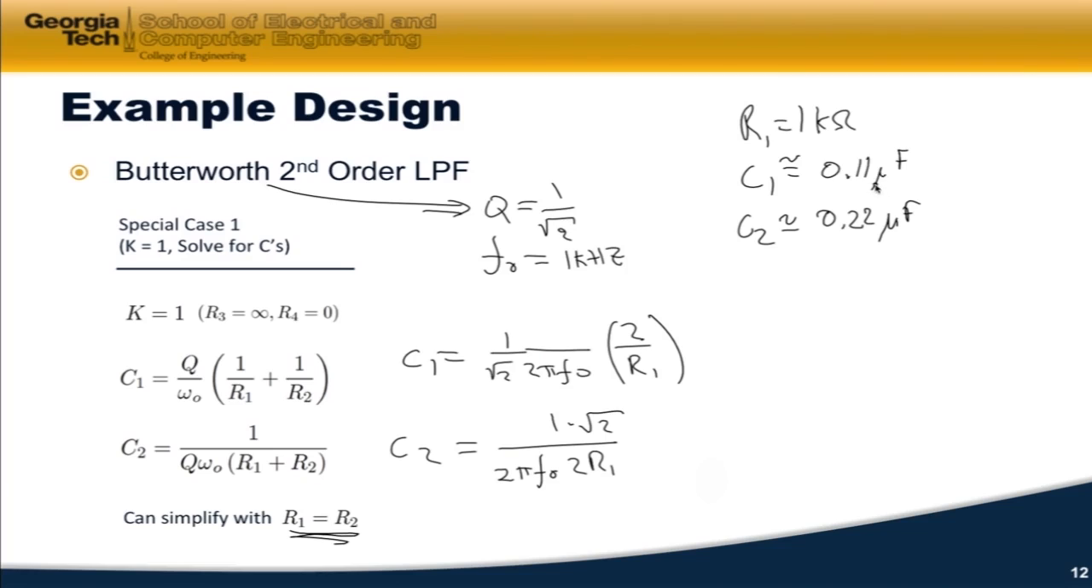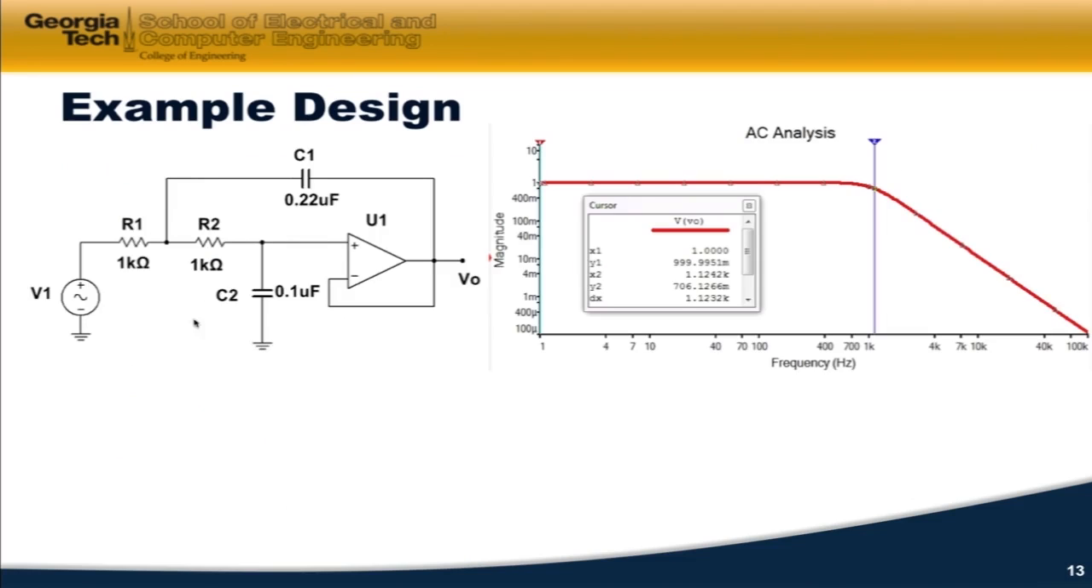Well, in my 20% capacitor bin, I can choose a 0.1 microfarad capacitor, and I have available a 0.22 microfarad capacitor. So if I implement the circuit using these values, R equals 1K, both R1 and R2 equal to 1K, C1 equal to 0.1 microfarads, and C2 equal to 0.22 microfarads, I get a circuit topology that looks like this. Both 1Ks, a 0.22 and a 0.1.